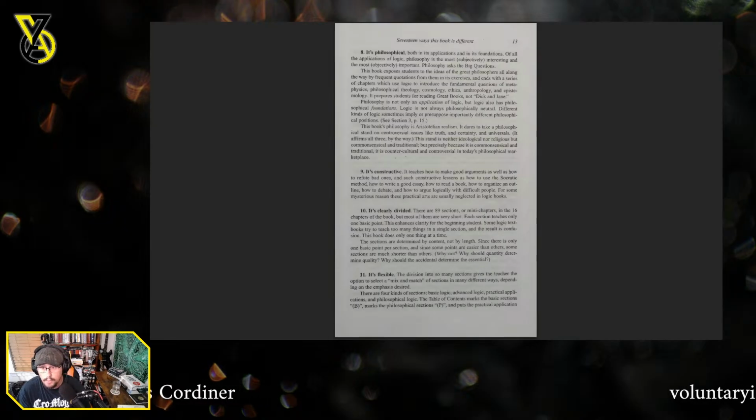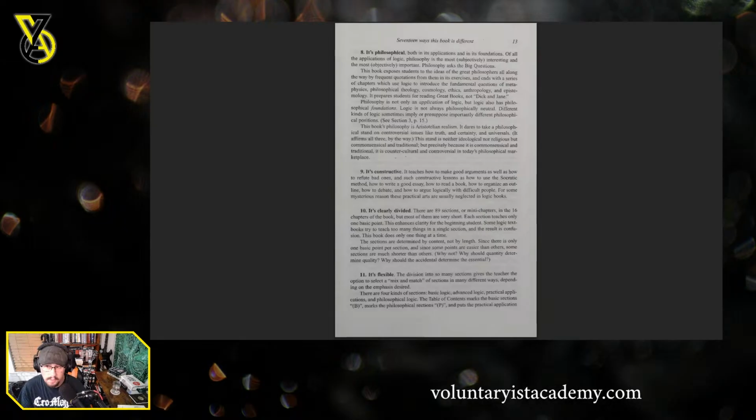Philosophy is not only an application of logic, but logic also has philosophical foundations. Logic is not always philosophically neutral. Different kinds of logic sometimes imply or presuppose importantly different philosophical positions. We'll see that in section 3, which is a couple pages away, page 15 of this book.